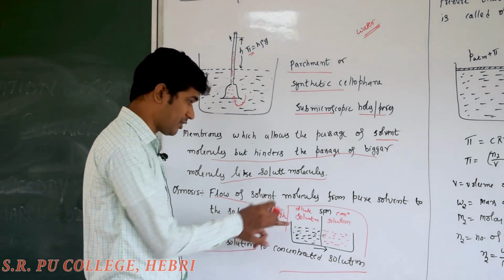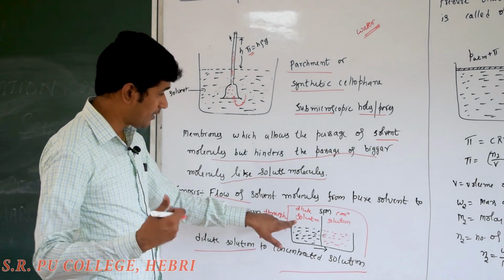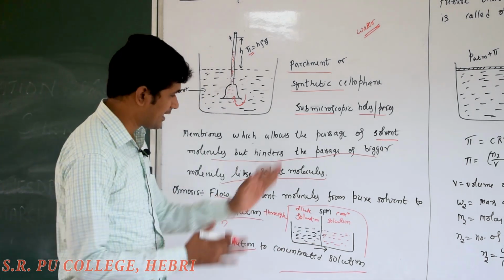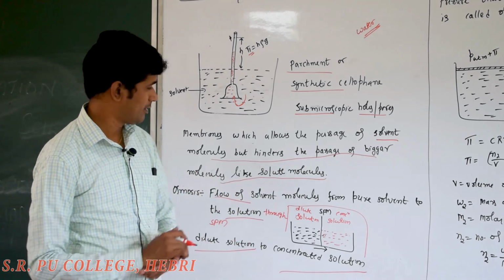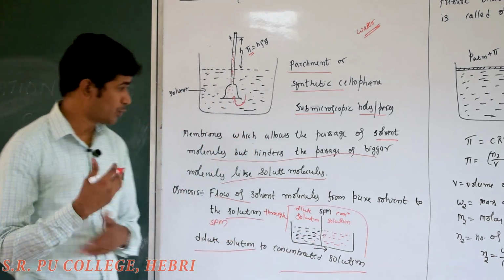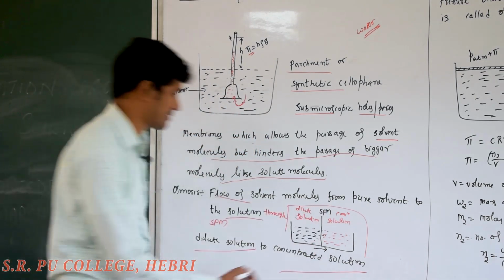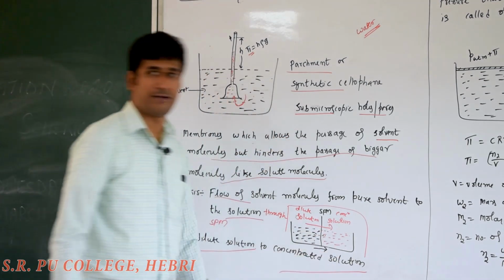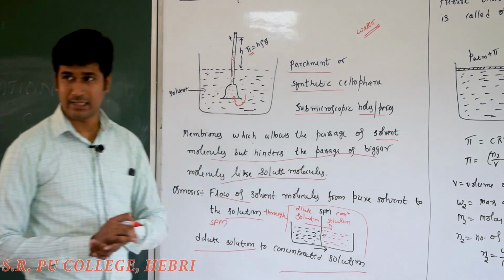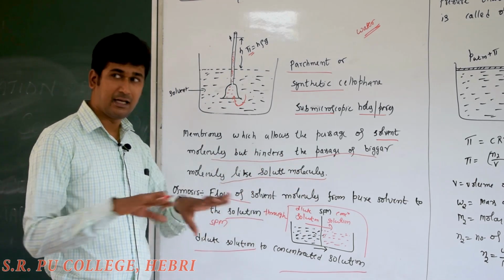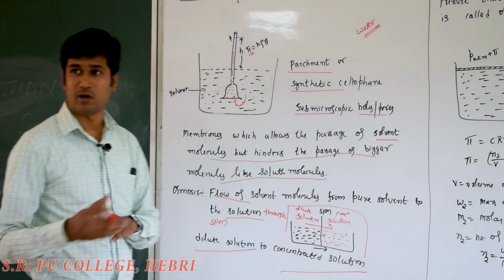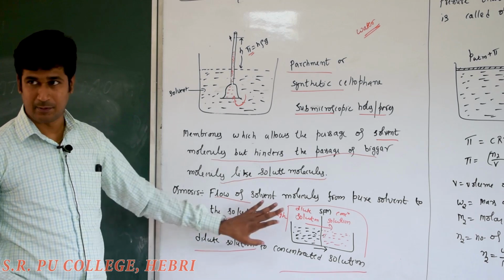Instead of taking solvent here, you take a dilute solution, and here you take a concentrated solution. They are separated by a semi-permeable membrane. Now what happens? The molecules of solvent from the dilute solution move towards the concentrated solution. This is the direction of flow of solvent. This process continues till equilibrium is attained. After equilibrium is attained, osmosis stops, when the pressure becomes equal on both sides. This is about osmosis.